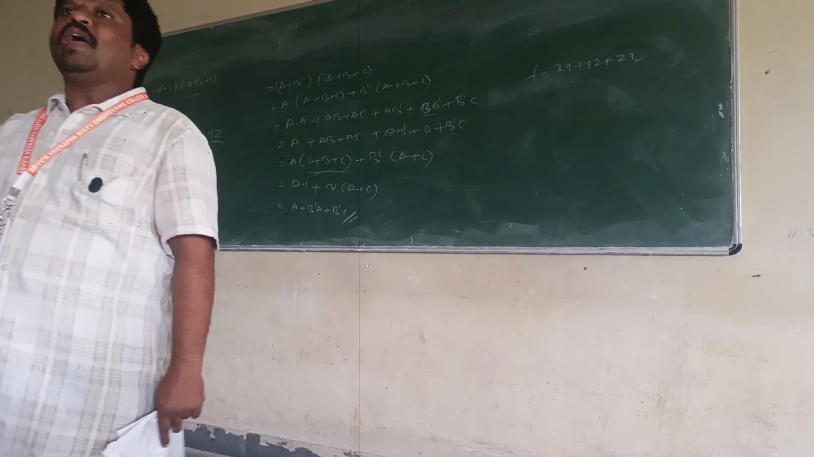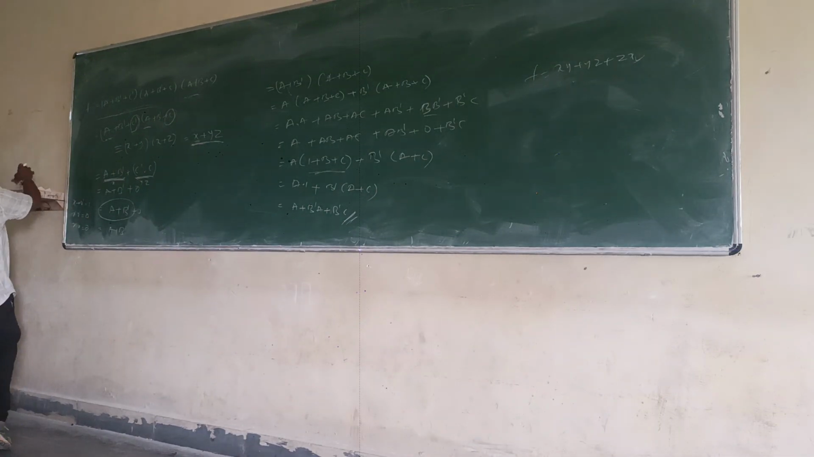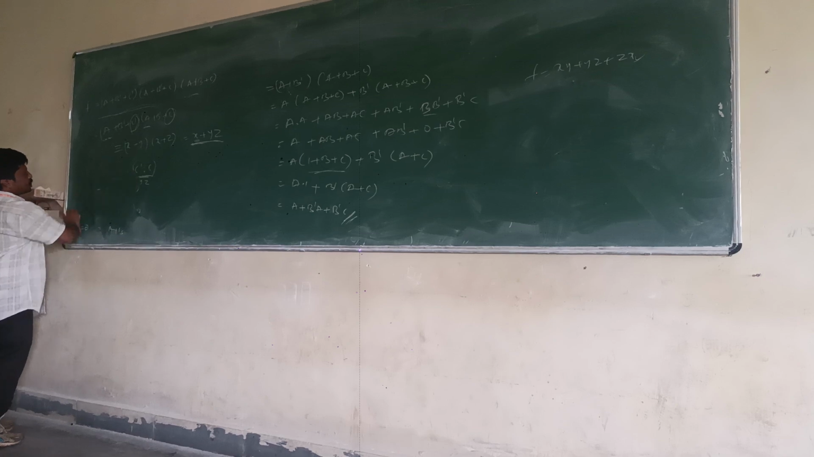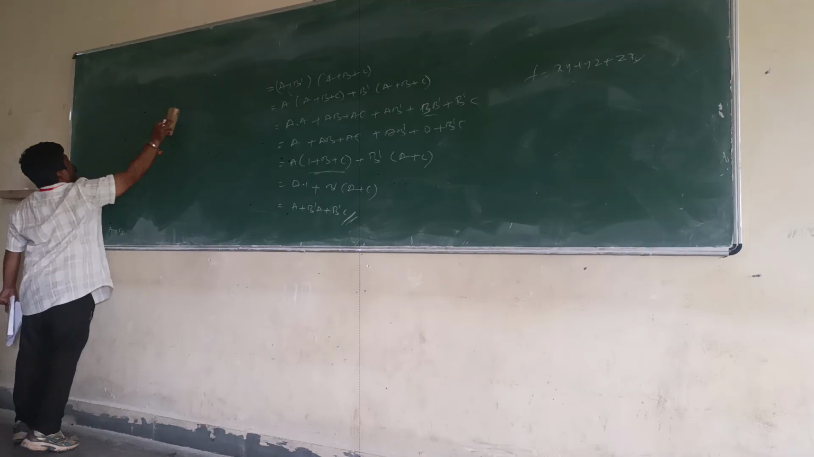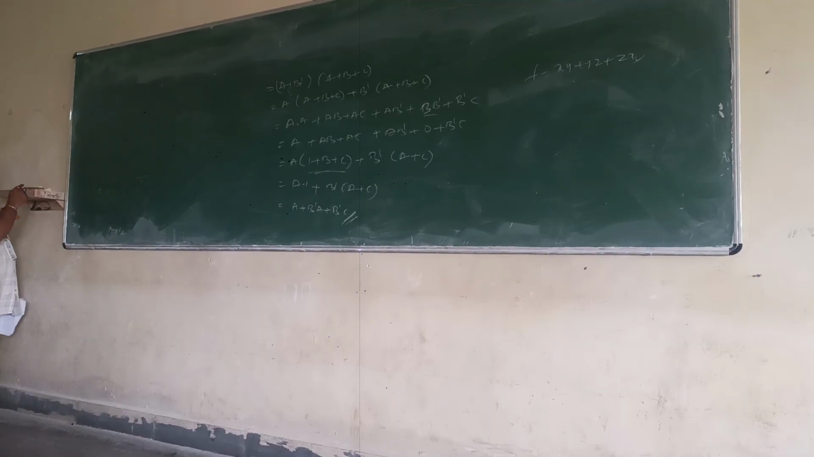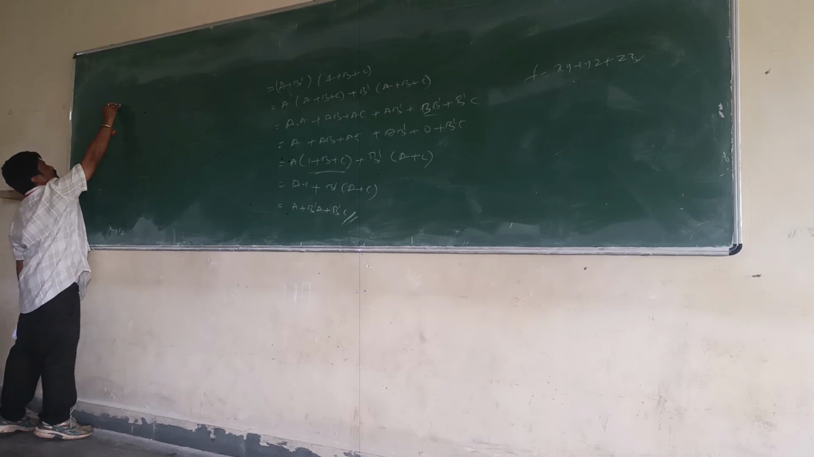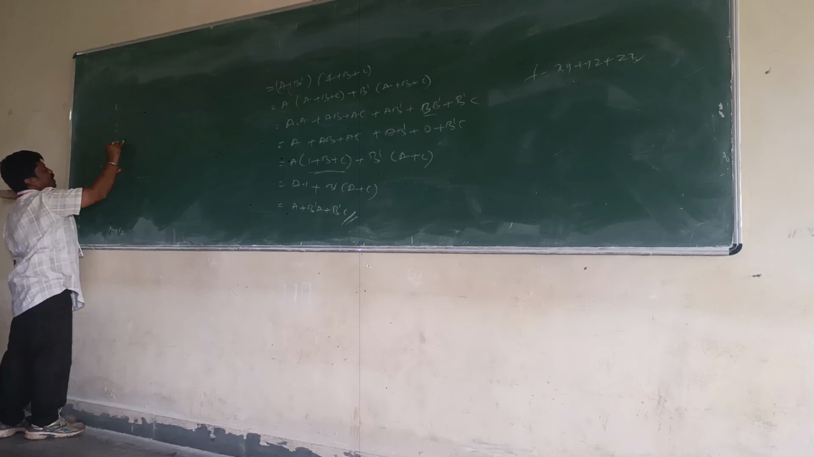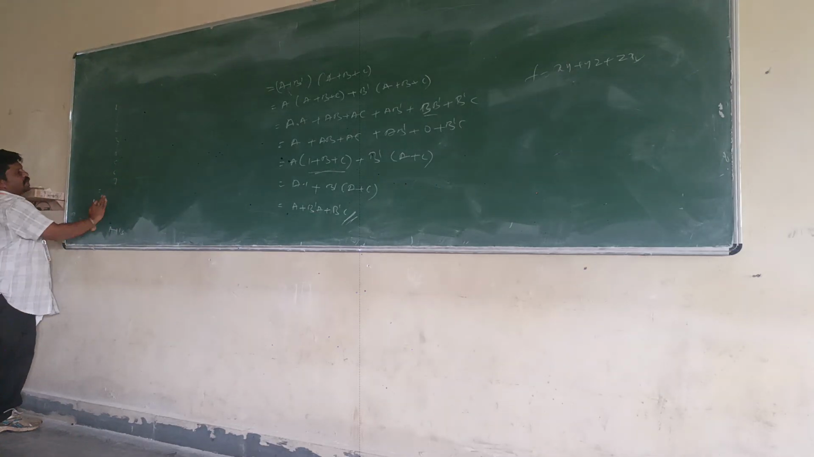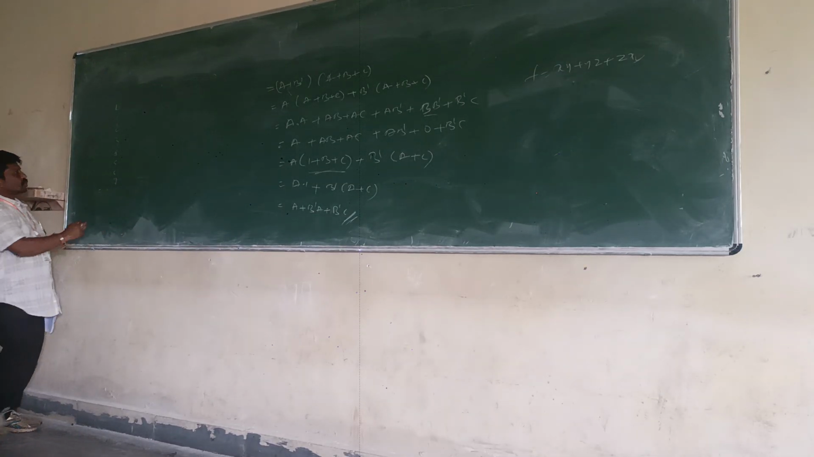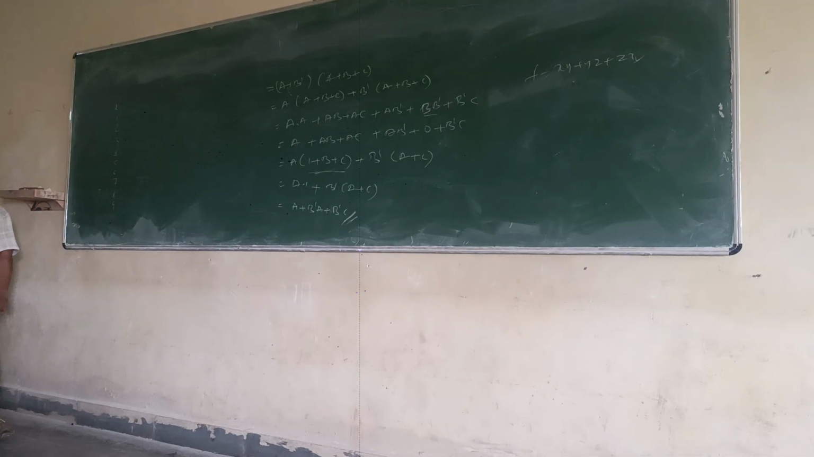Before proceeding, I would like to revise the truth tables. Just to write the truth tables, if my decimal numbers are 0, 1, 2, 3, 4, 5, 6, 7, 8, 9, these are some decimal numbers up to 9.